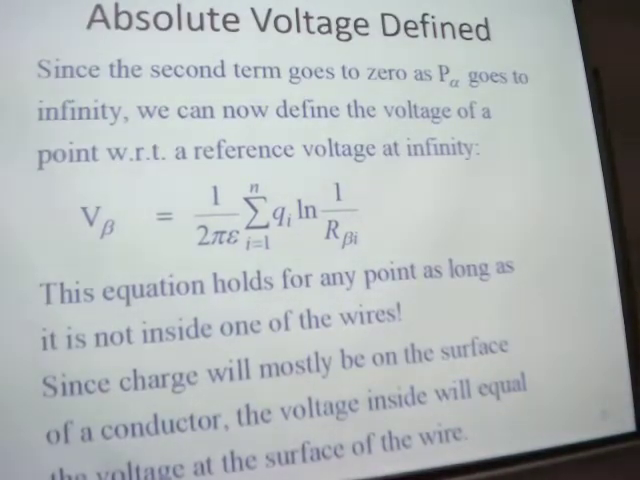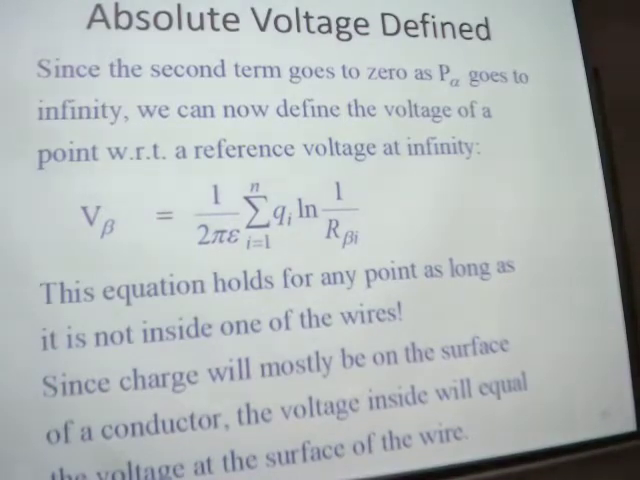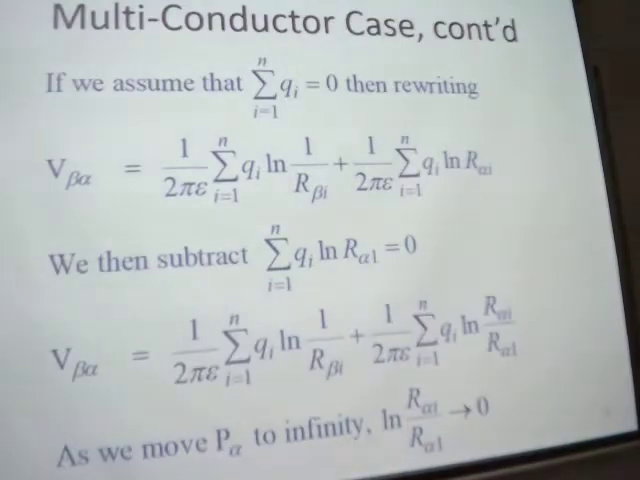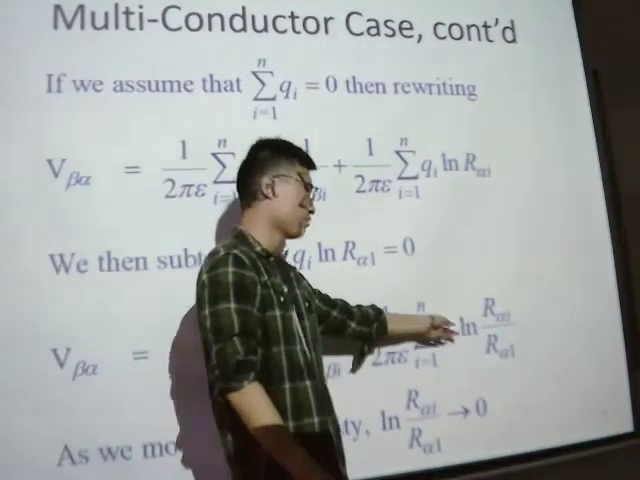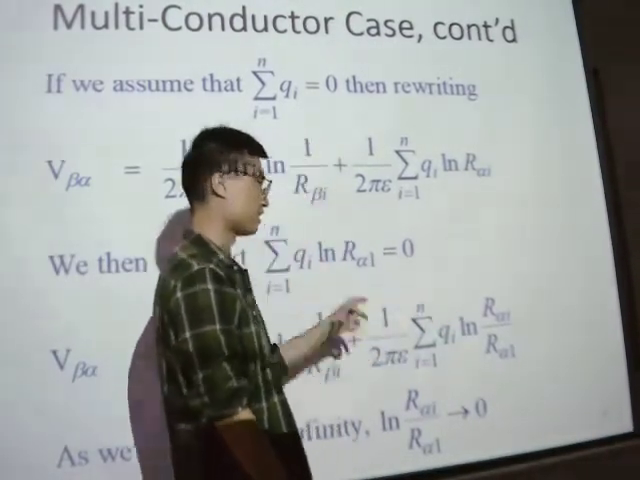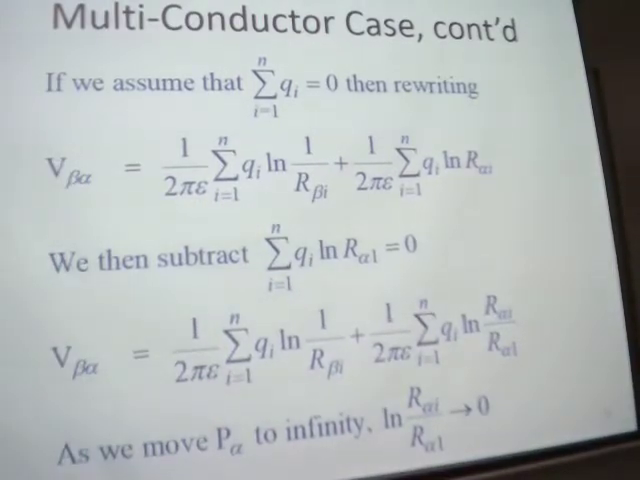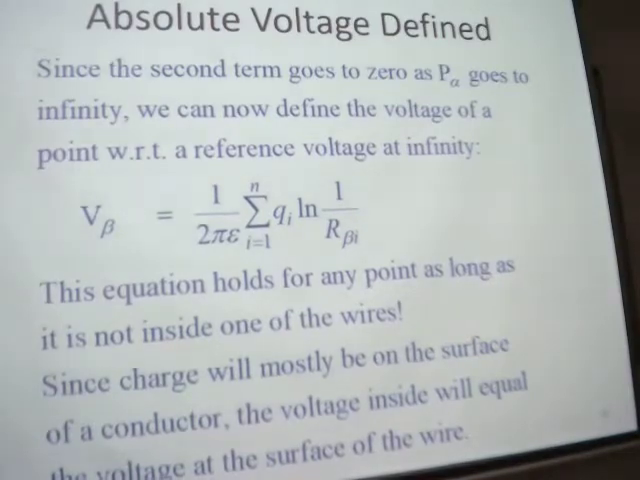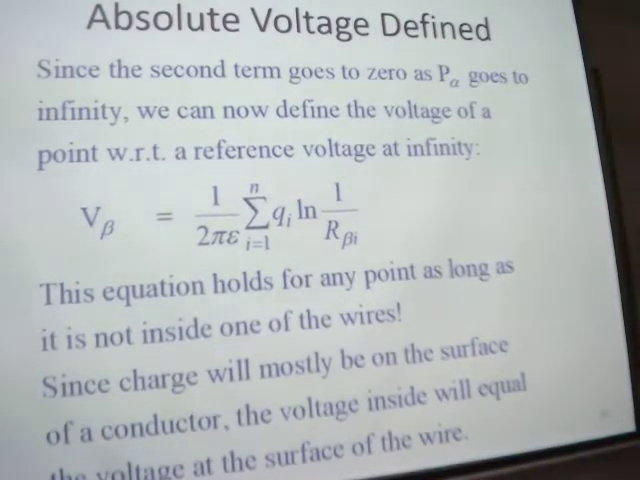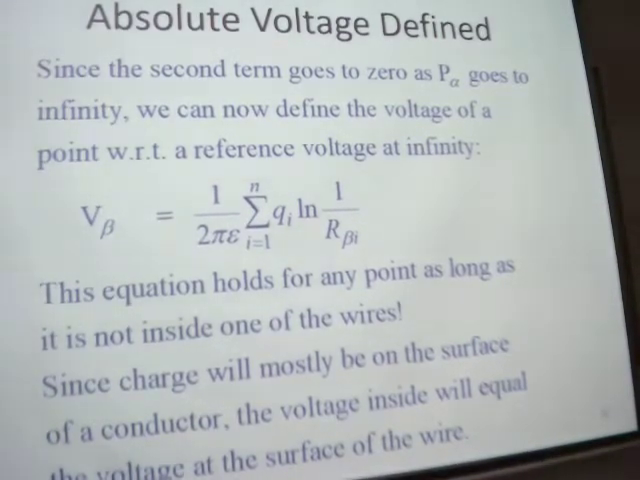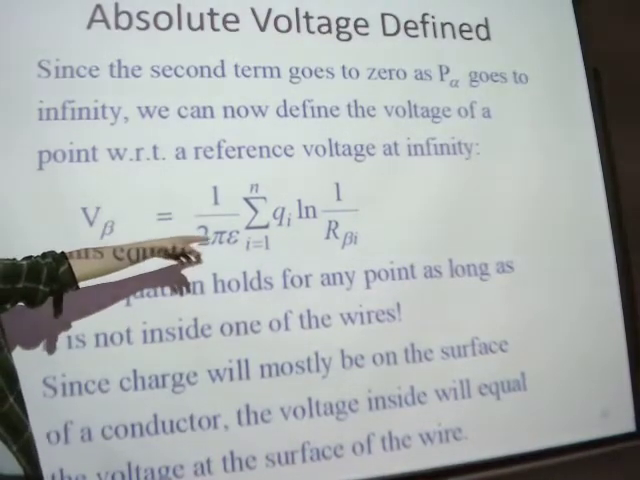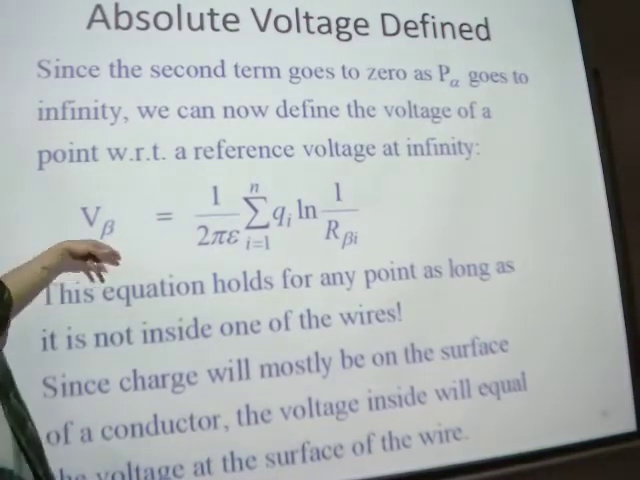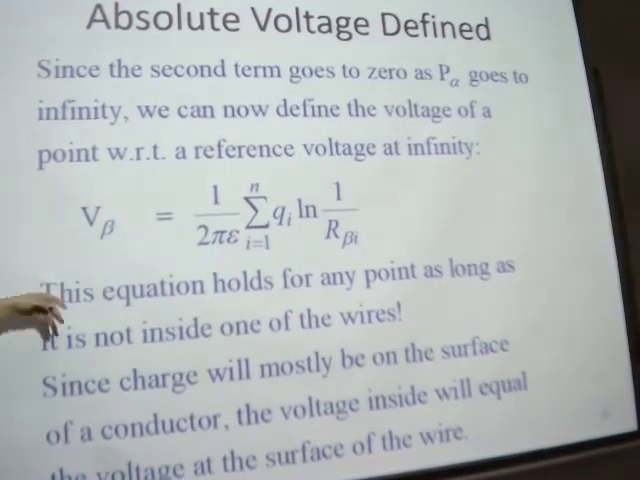Okay, so here we will define the absolute voltage. You can see, because this one is equal to 0, so this one is 0. So we can define the voltage of the point with respect to the reference voltage, and the infinity or the ground are both okay. So this is absolute voltage.